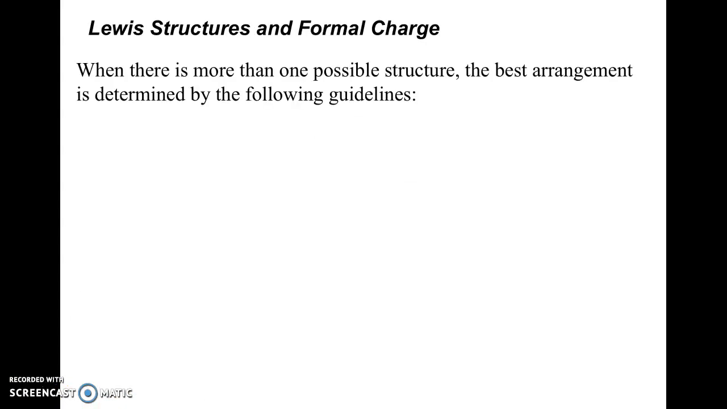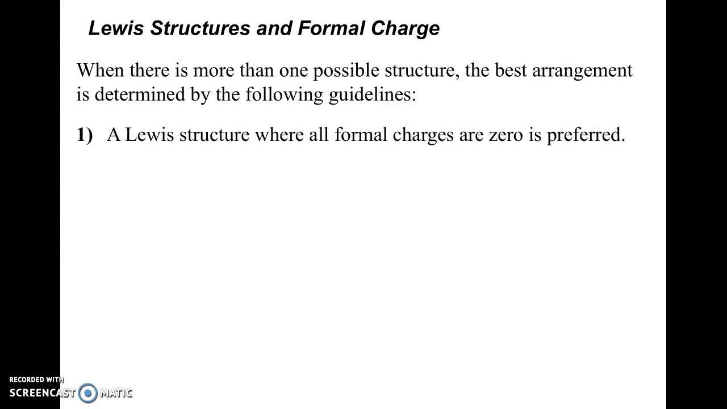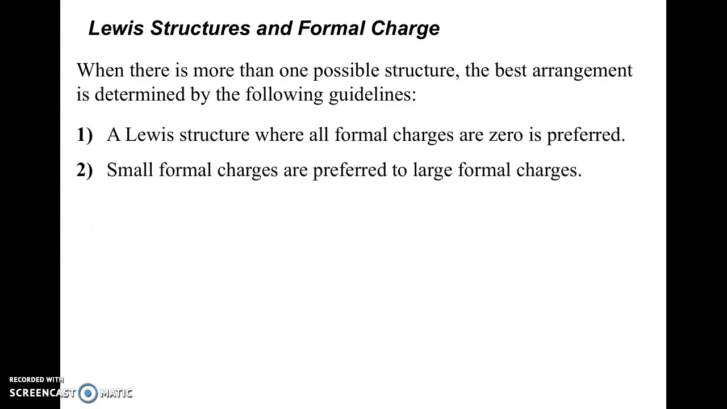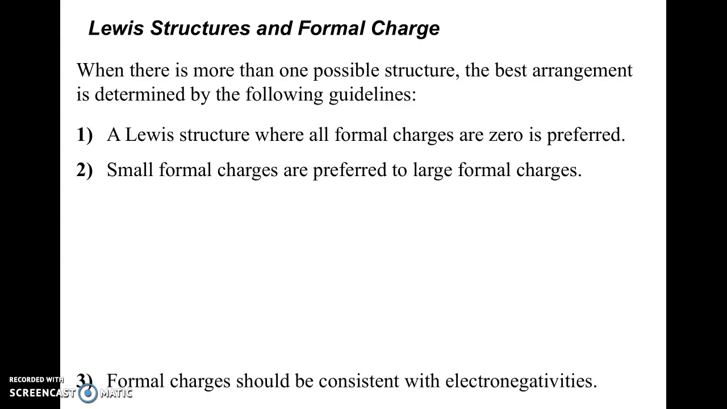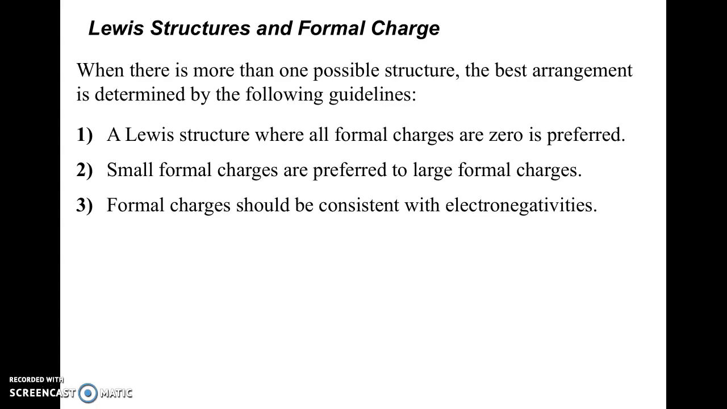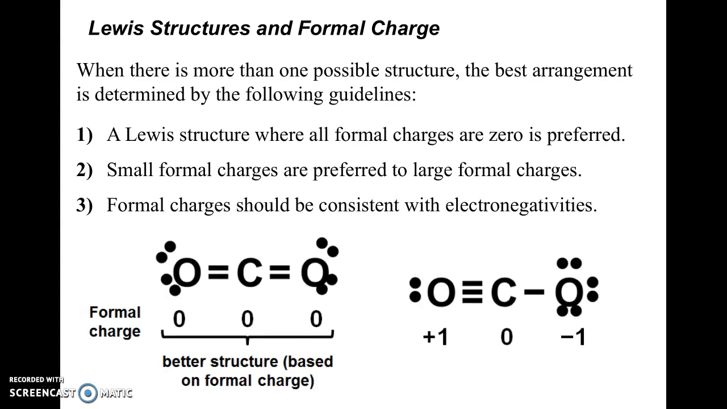All right, so if there is more than one possible structure, we can determine the best arrangement. A Lewis structure where all the formal charges are 0 would be the best. We'd prefer to have small formal charges rather than large ones. And the formal charges that we find need to be consistent with the electronegativities of the element that we're talking about, whether it's fluorine or boron.